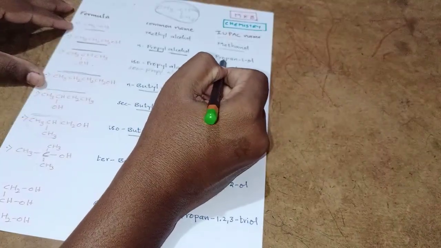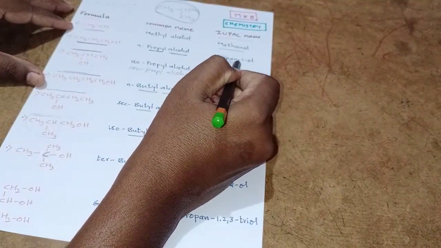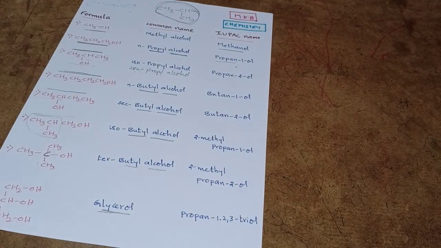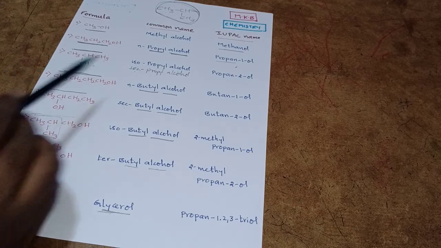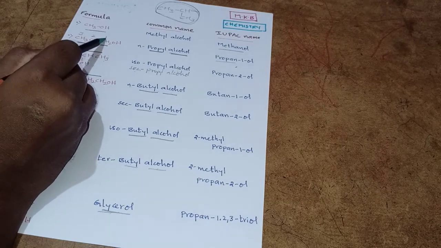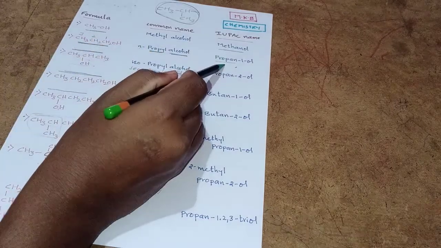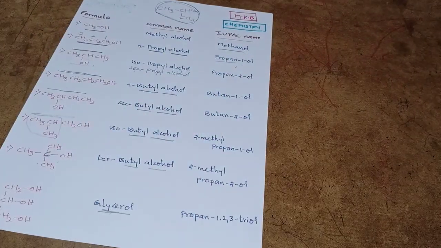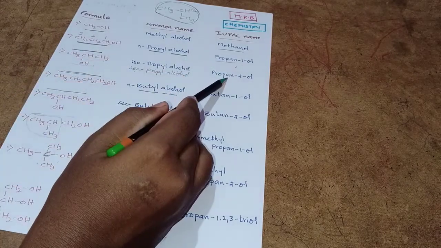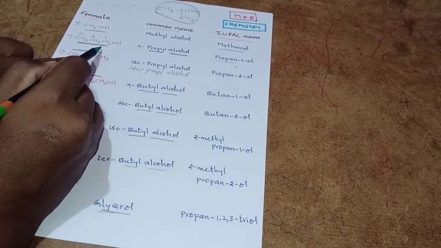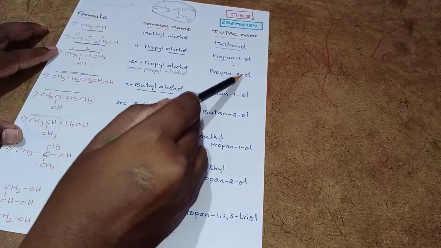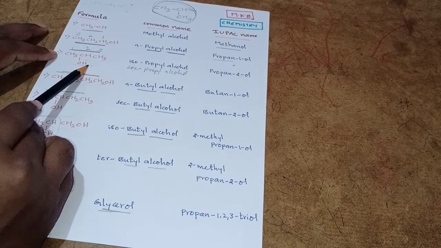The next example, 3 carbon atoms. 3 means the parent alkane is propane. So the last letter E is to be replaced with OL. So propanol, propane 1 ol, because the OH group is present on first carbon. While giving the numbers, this carbon gets the least number. So propane 1 ol. Then the third one, again the parent alkane is propane, but the OH group is present on second carbon. So propane 2 ol is the IUPAC name for this formula.